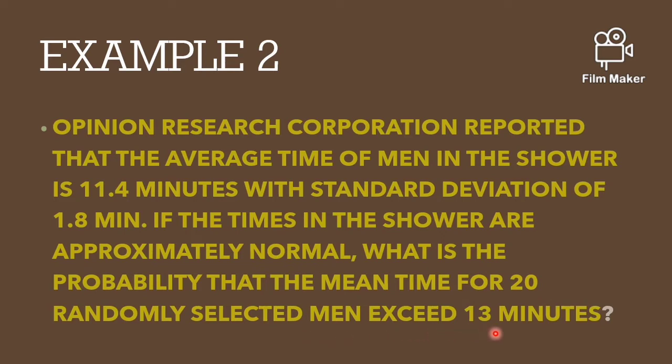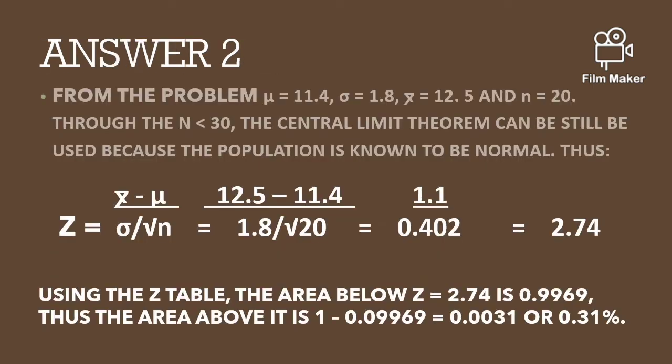Ibig sabihin, karamihan daw sa mga kalalakihan, ang average ng pagliligo nila ay 11.4 minutes at merong standard deviation na 1.8 minutes. So, if the times in the shower are approximately normal, what is the probability that the mean time for 20? So, kukuha tayo ng 20, randomly selected, exceeds 12.5 minutes? So, this will be the answer for number 2.